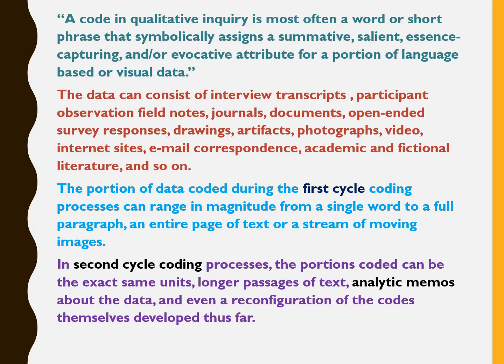A code is a word or short phrase that sums up a portion of data. The data can come from a whole range of places. And his third point is that the size of the selection of data you code can vary from a tiny portion to something much larger or longer. He also mentions something new, a first cycle of coding, something we'll come back to. But basically, coding isn't something you do once. And Amanda has more to say on that point in a minute.